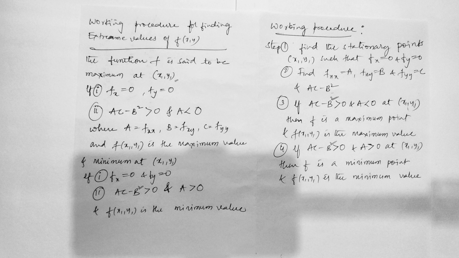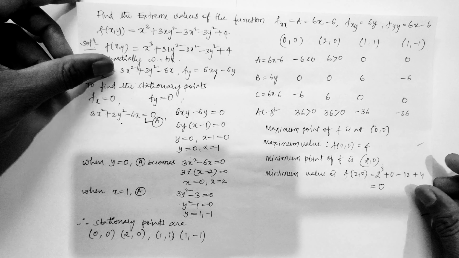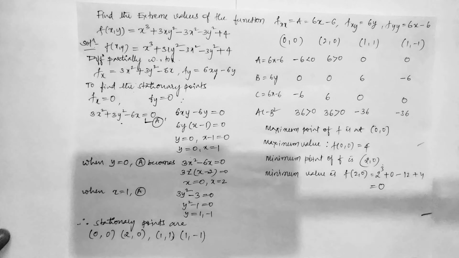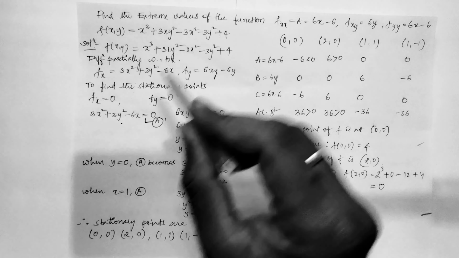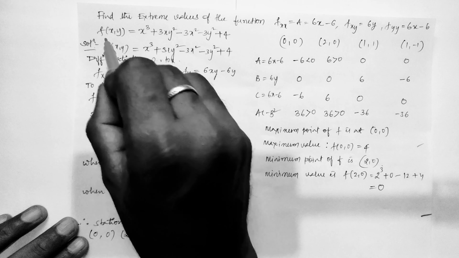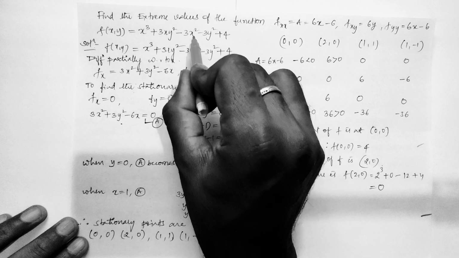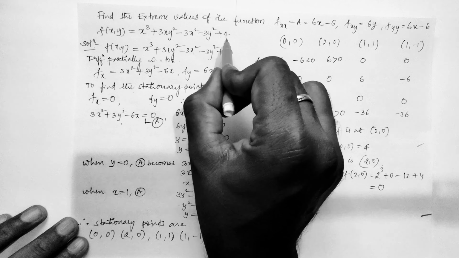Now let us discuss one example based on this. Again, it is a simple example, students. It's very easy. Find the extreme value of the function f of x comma y is equal to x cube plus 3xy square minus 3x square minus 3y square plus 4.